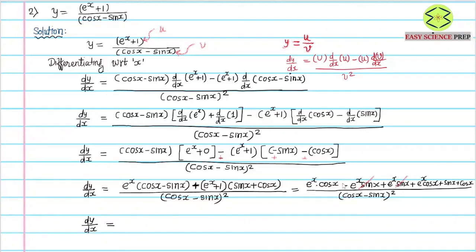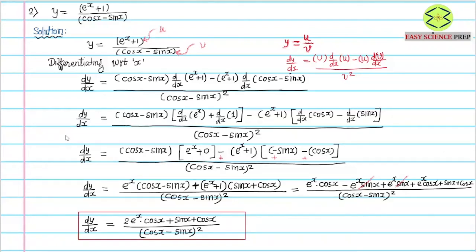So you will get e raised to x cos x plus e raised to x cos x as 2 e raised to x cos x, and then sin x plus cos x. So you can do one step simplification, otherwise you can stop here itself, there is no problem.